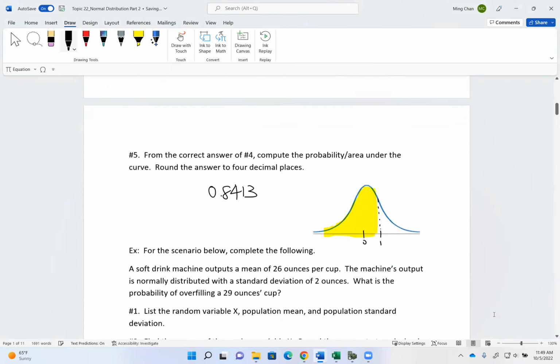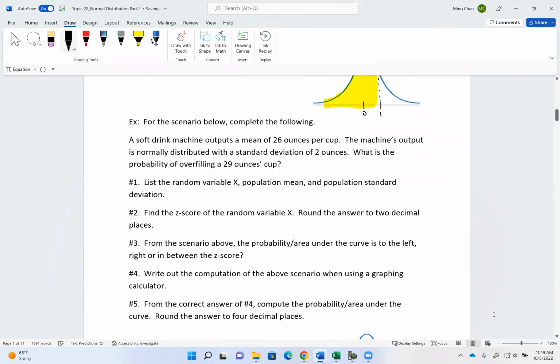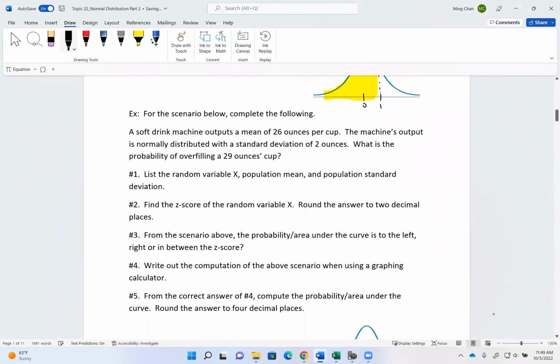Okay, let's try another scenario. A soft drink machine outputs a mean of 26 ounces per cup, so that's the population mean. The machine's output is normally distributed with a standard deviation of 2 ounces. What's the probability of overfilling a 29-ounce cup? So that's my random variable X, 29. My mean is 26 ounces, the machine normally outputs 26 ounces, and the standard deviation is 2 ounces.